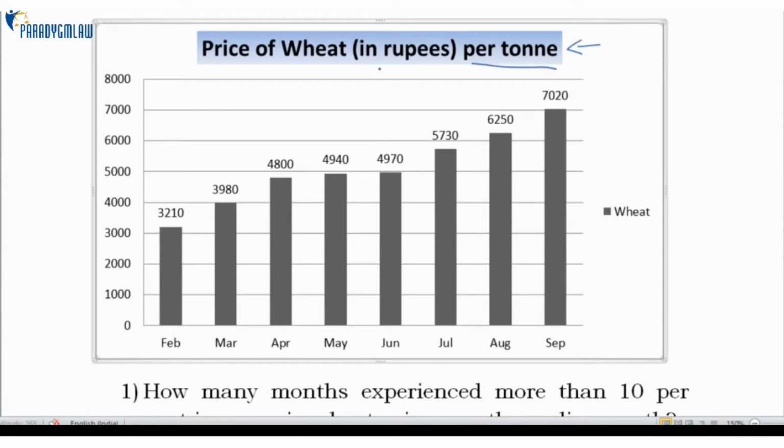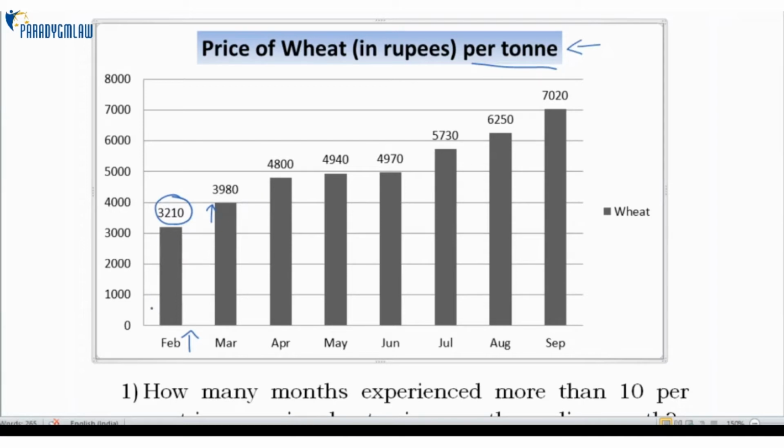So if you look at this number, let's say 3210, I'm looking at the month of February. What is my price of wheat per ton? It is 3210 rupees. Now the next month it's gone up quite a bit. The jump has been at least about 600. So that's an approximate figure.